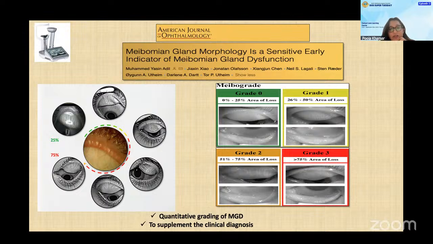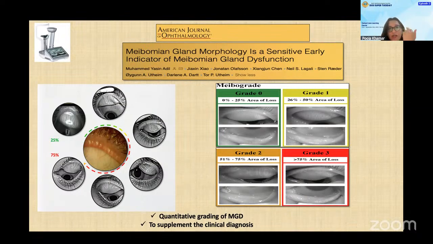Now, when it's a grade 1 or higher form of MGD, and if there is an inflammatory component, you may have to start patients on a slightly higher dose of anti-inflammatory drops, which could be cyclosporin or trehalose. And if it's a very severe form, you may have to do a procedural therapy like MiboFlo, LipiFlow or IPL therapy.